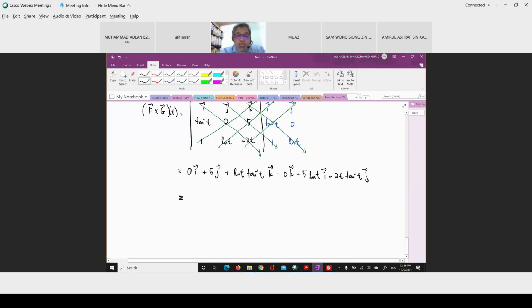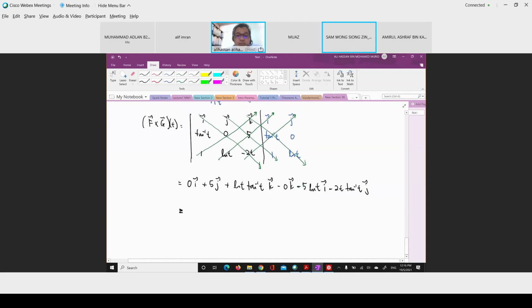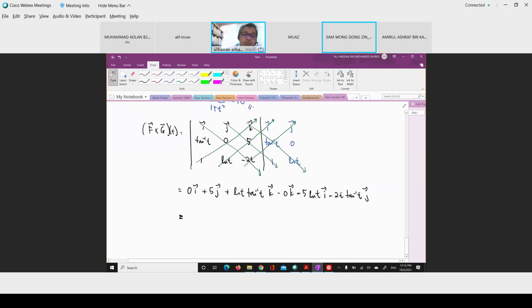And then we combine all the like elements. Doctor, there is plus, right? Plus 2t. Because upward here we use a minus sign, right? Yeah, you're right. This should be plus. Thank you.